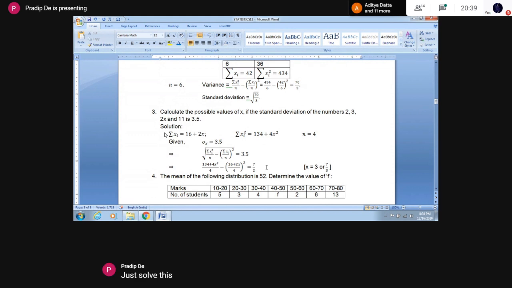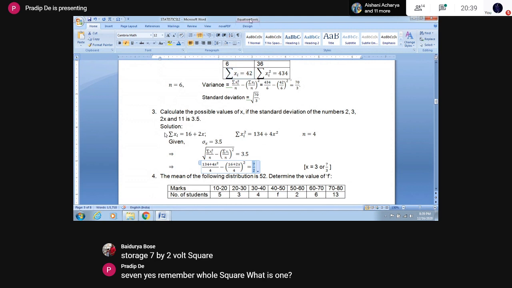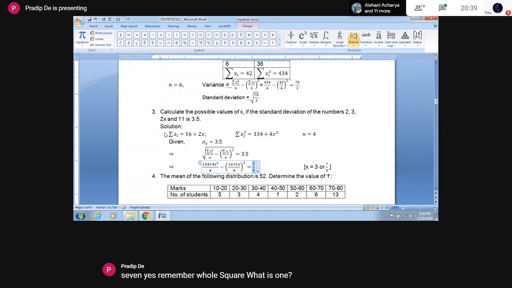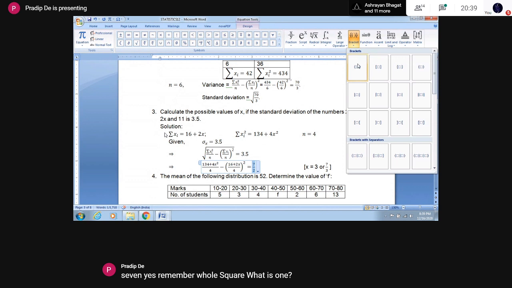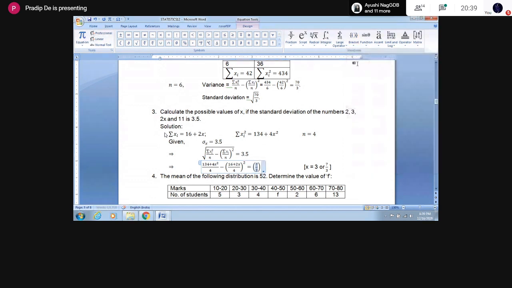Just solve this equation. So the RHS is 7 by 2 whole square. 7 by 2, I'm sorry. 7 by 2 whole square. What is all this? Solve and tell me if you are getting the answer or not.